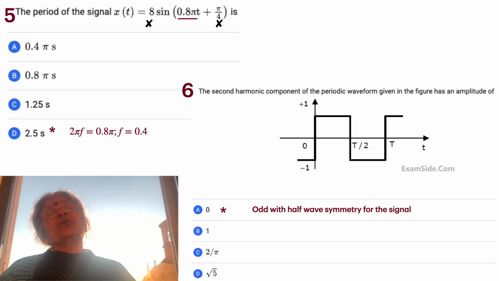And so what is T? The period is 1 by f, which is equal to 2.5 seconds. Okay, as simple as that. So this is a simple problem. Okay, in this session, moving on to the sixth problem.